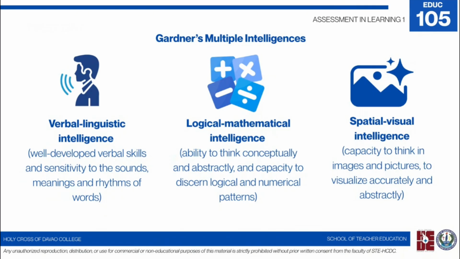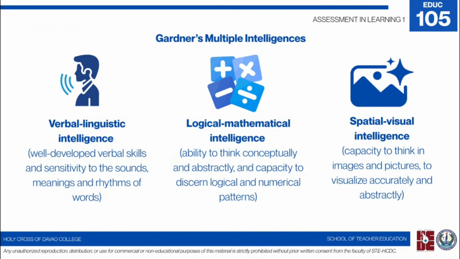This is the capacity to think in images and pictures, to visualize accurately and abstractly, or the picture smart learners. So they perceive the visual world with great accuracy and can recreate it in their minds. They are often drawn to art, architecture, maps, puzzles, and design. So they may doodle while listening, not because they are distracted, but because a visual representation helps them process information.